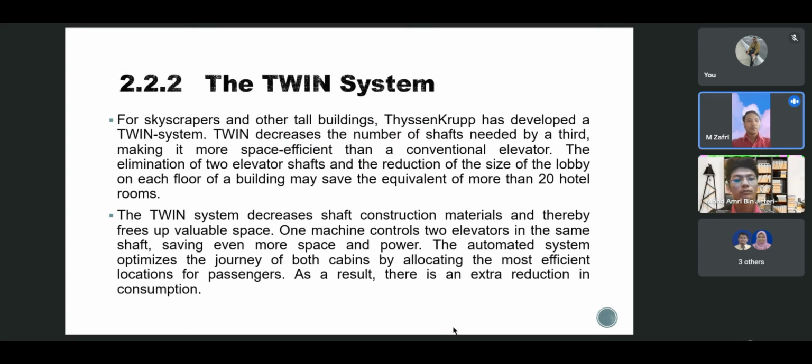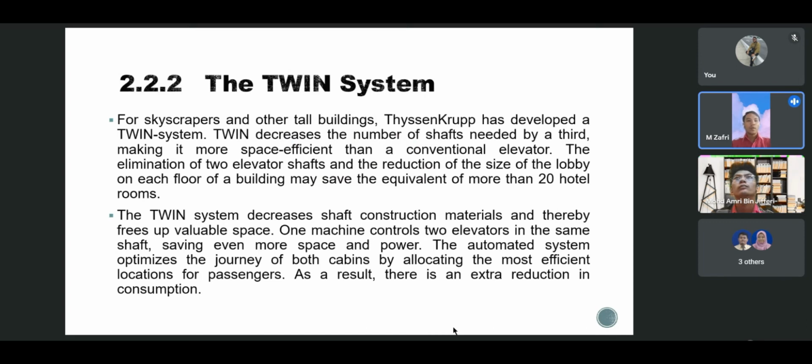2.2.2, the twin system for skyscrapers and other tall buildings. ThyssenKrupp has developed a twin system. It will decrease the number of shafts needed by a third, making it more space efficient than a conventional elevator. The elimination of two elevator shafts and the reduction of the size of the lobby on each floor of a building may save the equivalent of more than 20 hotel rooms. The twin system decreases shaft construction materials and thereby frees up valuable space.